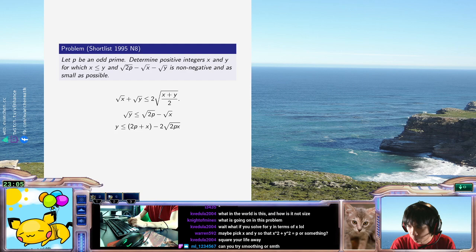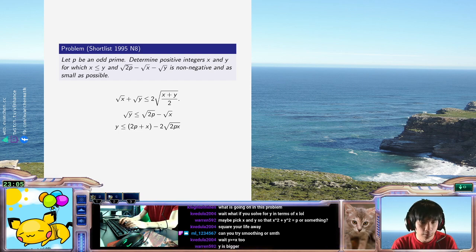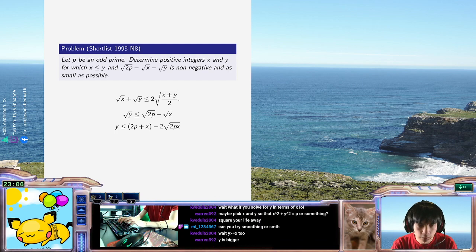Did I want y to be the bigger number or the smaller number? I feel like I should flip it, right? If x is at most y, then I kind of want x to be the smaller one. The one I'm solving for? Yeah, so I don't want to flip these. Y, x, y, and y.